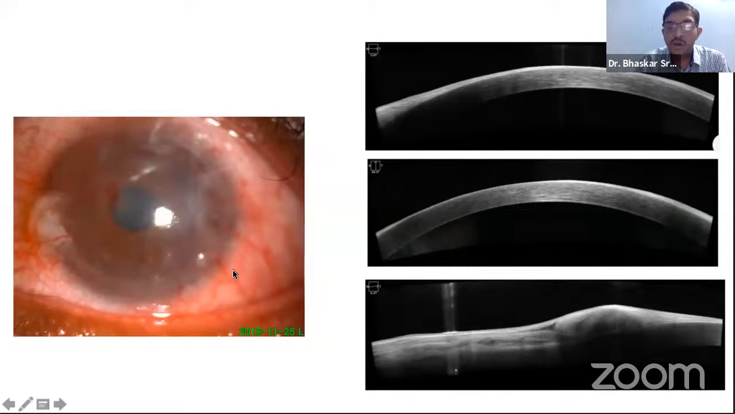And after 2 cycles of mitomycin, it has significantly resolved, even though the OCT still shows residual lesion affecting the epithelium. And the lesion here is basically under the conjunctival epithelium. It's a pingvecula.